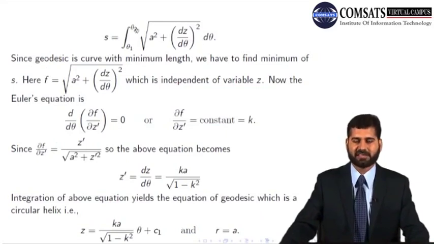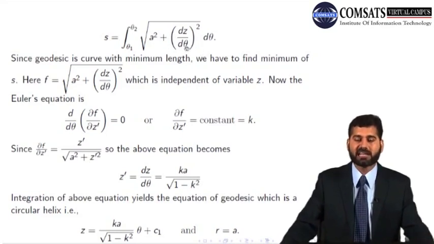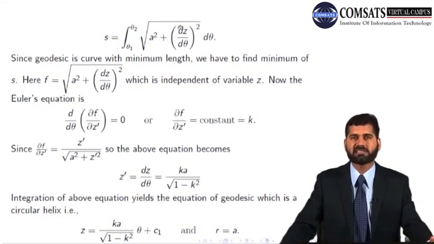Now our f is this. This is my f of theta, z, and z bar. All right, so z is not explicitly there, so partial f by partial z will be 0, but partial f by partial z bar will be there. All right, so if I use this expression, my Euler equation will give me this thing. Partial f by partial z bar equal to 0.